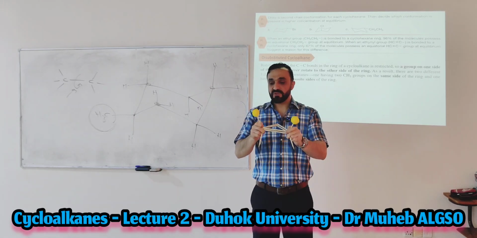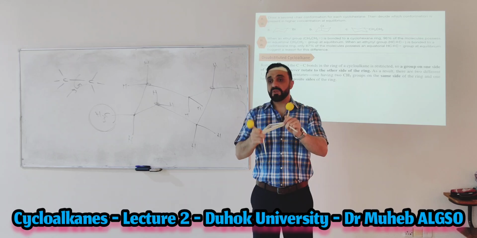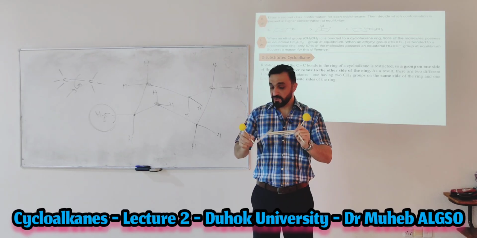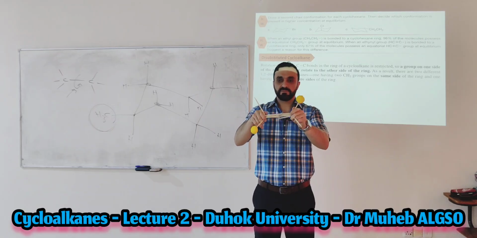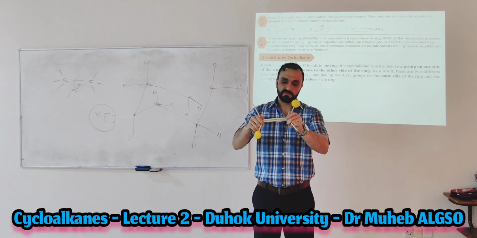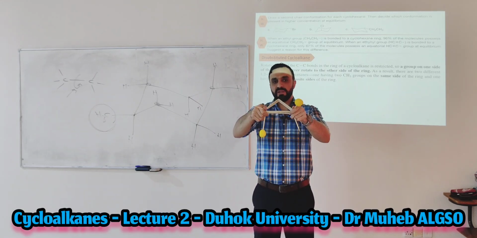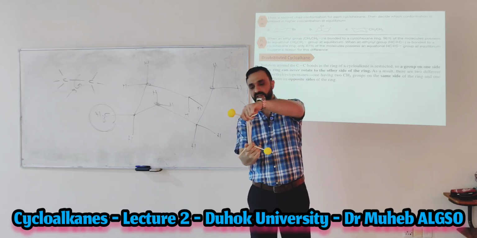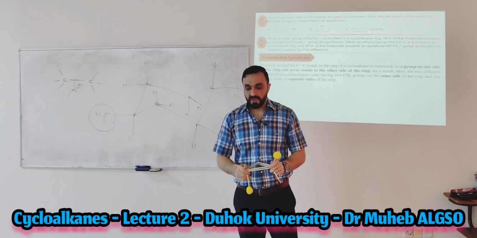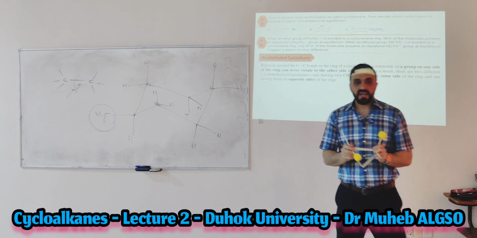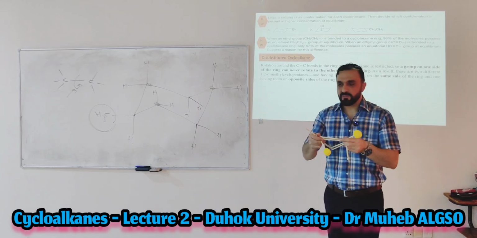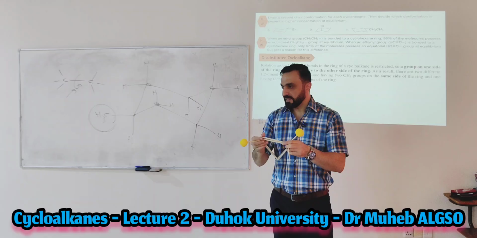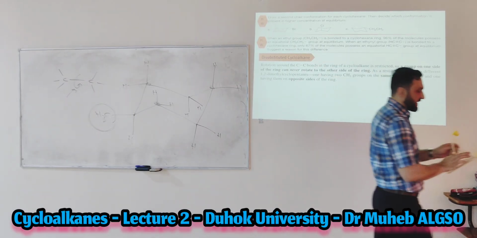So there is no rotation to convert the cis conformation to the trans conformation. This is the trans, look, the groups on different sides. So this is the idea. In a cyclic compound, there is no rotation between the carbons of the cycle.